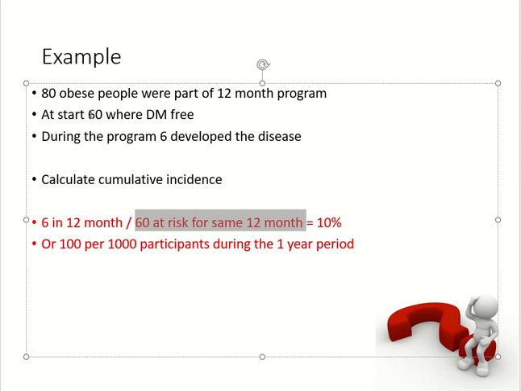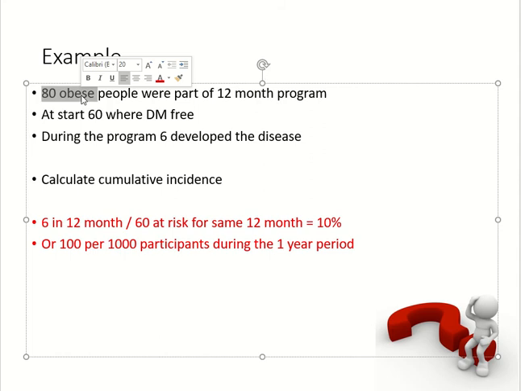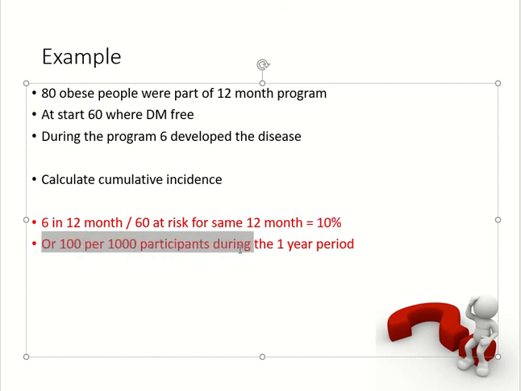Okay, because 60 only were free, 20 already had it, they were not part of the calculation, we're not going to look at them, and therefore your cumulative incidence is 10%. So that's 100 per 1,000 participants during the 1 year period. Okay, that is your cumulative incidence.